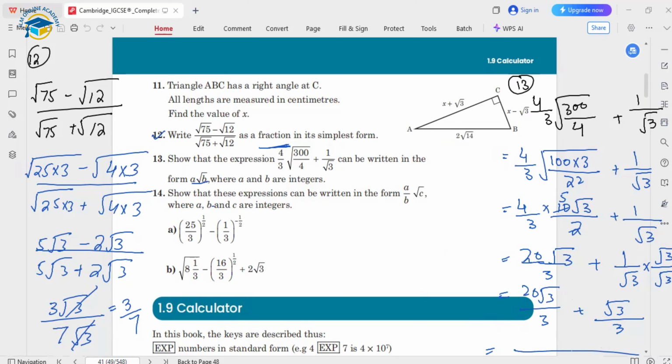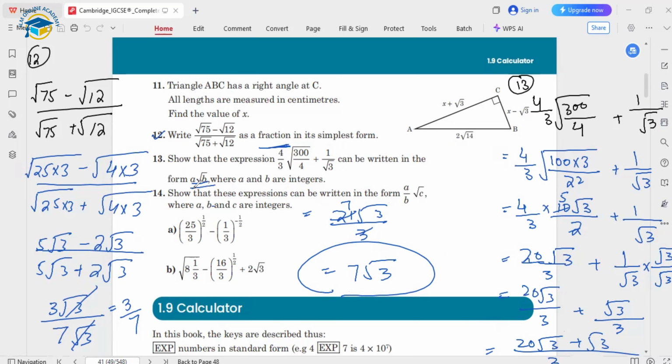So now we can go on with the LCM, writing 20 square root 3 plus square root 3. So 20 plus 1, this will be 21 square root 3 over 3. So 3 sevens are basically 21. So your answer is 7 square root 3. That is basically exactly the form that they are asking for, and a and b are represented by 7 and 3 over here. Okay, so these are your two values. So part number 13 is done as well. So hope this is clear.